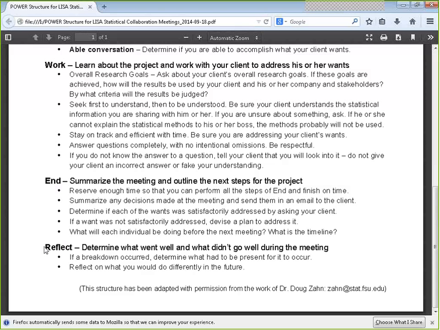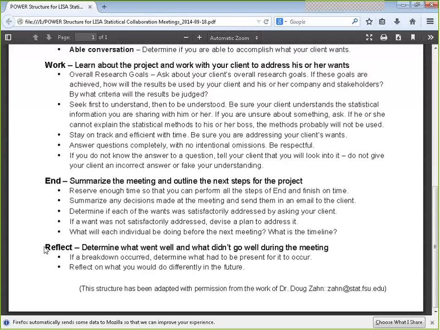After the client has left, it's the last stage of the power structure, and it's the R for reflect. So you want to spend a few minutes thinking about what went well, what didn't go well. If a breakdown occurred, figure out what had to be present for that to have happened, and then figure out how you're going to change things in the future. So you learn from your experiences.